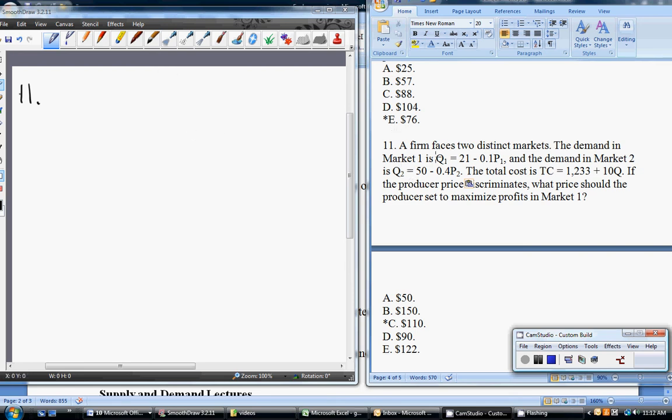Okay, the final quantitative problem from the D2L quiz is basically based on the previous problem, problem 10. Here again we have a firm that's facing two markets, and this time the firm is going to price discriminate, and we are asked to find the profit maximizing price for just market 1. So just analyzing market 1. Market 1 has demand conditions given by the following.